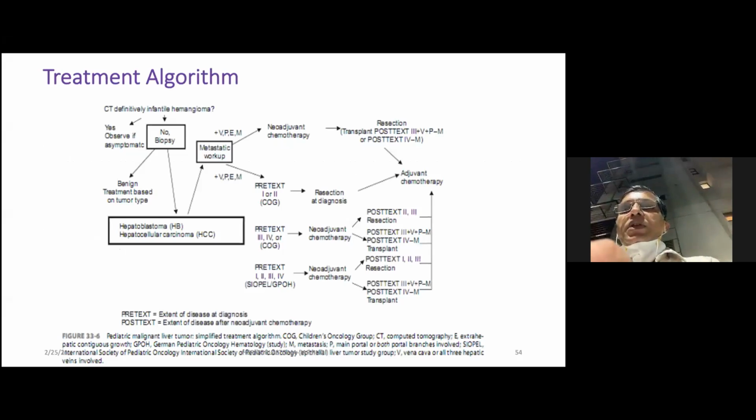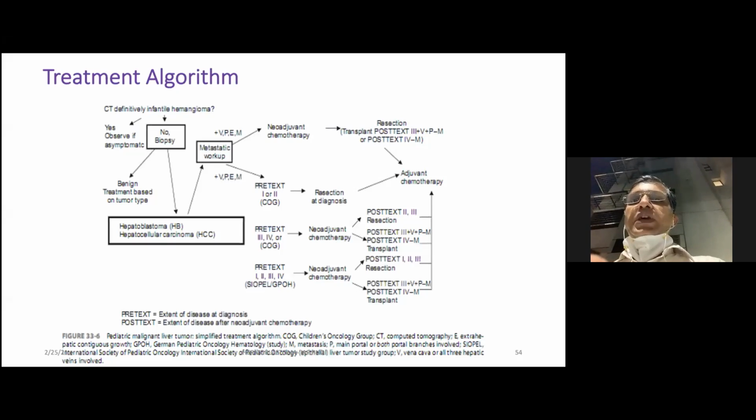So what we commonly follow is this algorithm whenever we have a hepatoblastoma for surgical resection. If it's a pretext 1, 2, 3, 4, as per the SIOPEL group, we give neoadjuvant chemotherapy for all these patients. Even in our institute, we follow this protocol where we give pre-op chemotherapy, neoadjuvant chemotherapy for all these groups.